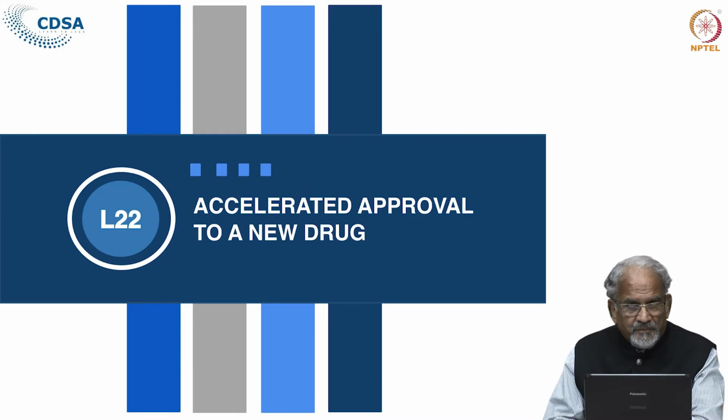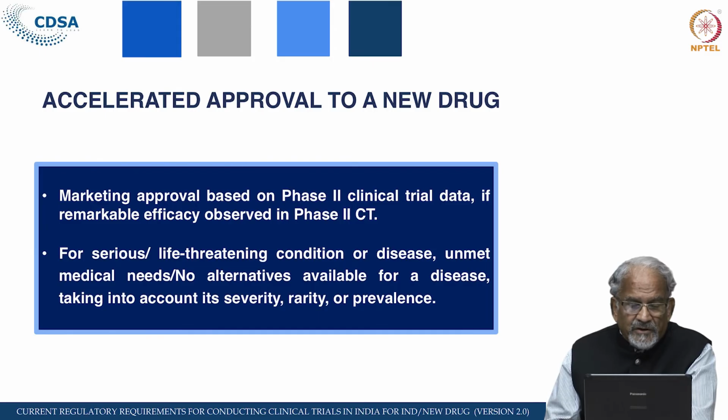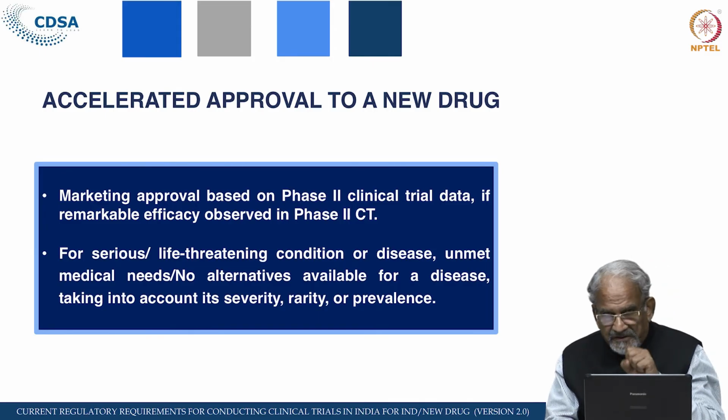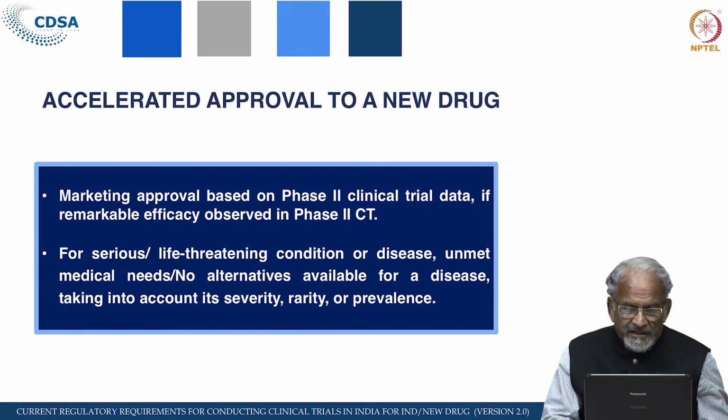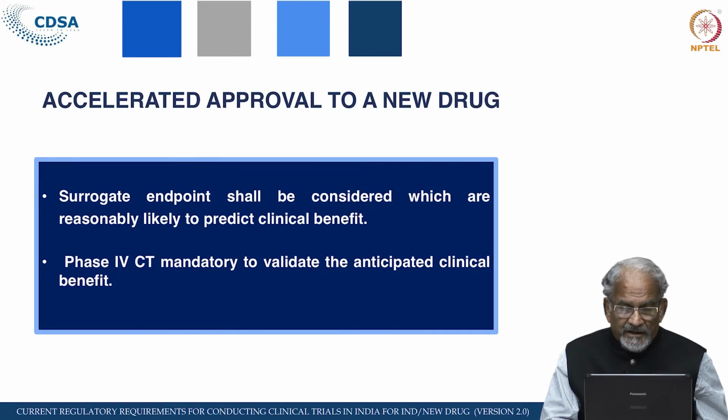There is now a process of accelerated approval to a new drug, that is marketing approval based on phase 2 clinical trial data. If remarkable efficacy is observed in a phase 2 clinical trial, then there is a reason to have an accelerated process. For serious and life threatening conditions or disease, unmet medical needs, when there is no alternative treatment available and taking into account severity, rarity or prevalence, there can be an accelerated approval process. Surrogate endpoints shall be considered which are reasonably likely to predict clinical benefit. In many cases, you have no certain endpoints. In that case, surrogate endpoints can be considered.